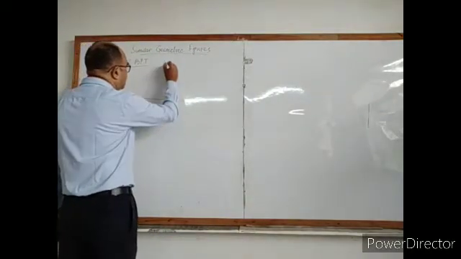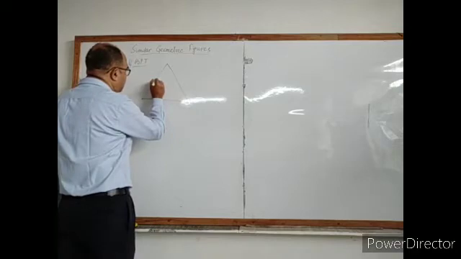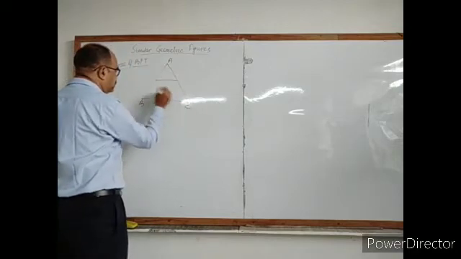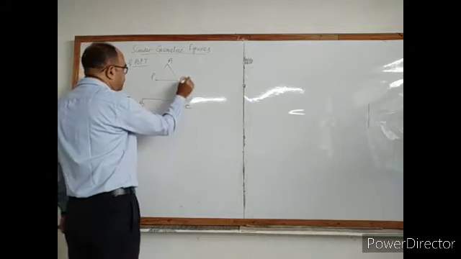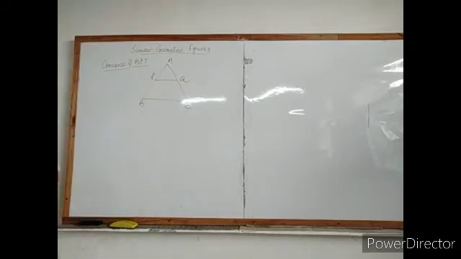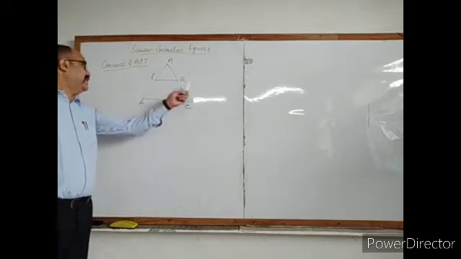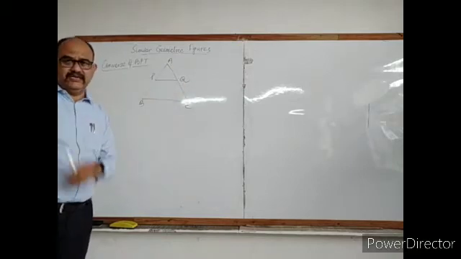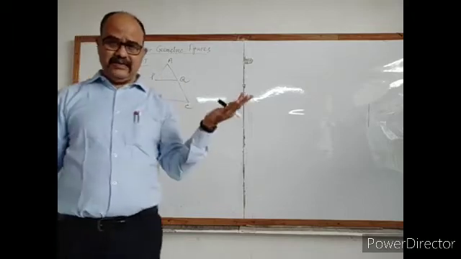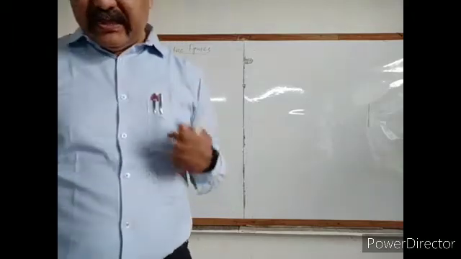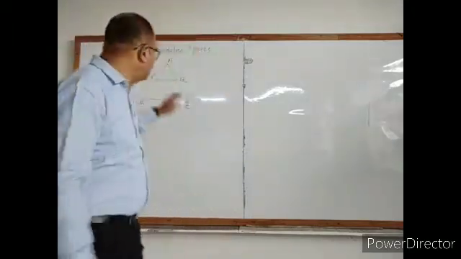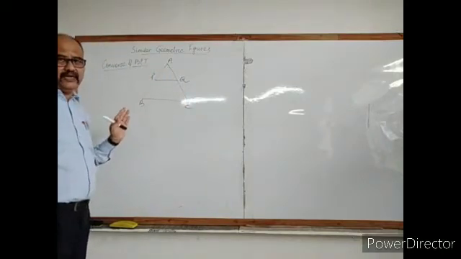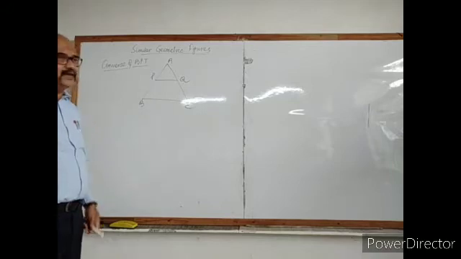BPT says that if in a triangle one side is parallel to another side, then it divides the other two sides in the same proportion. That means if PQ is parallel to BC, then it divides AB and AC in the same proportion, so AP by PB equals AQ by QC. But in the converse, if a straight line divides the two sides of the triangle in the same proportion, then it is parallel to the third side.